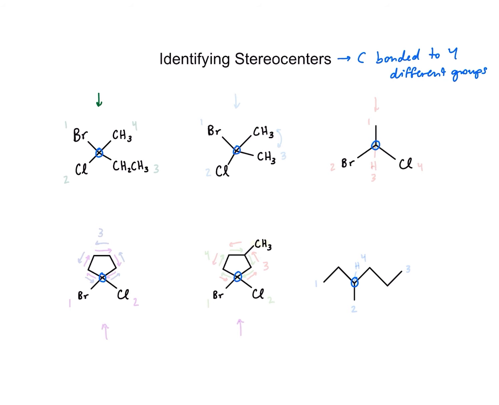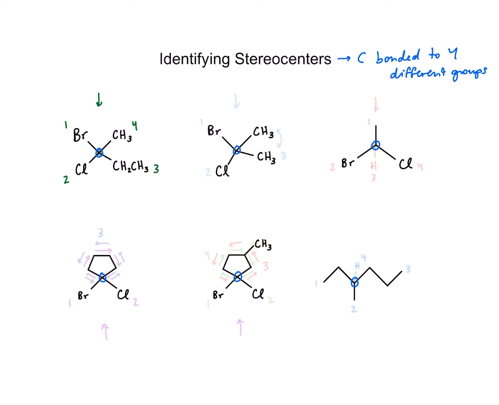So in the top left, this carbon is bonded to a bromine, a chlorine, an ethyl group, and a methyl group. So since we have 4 unique groups bonded to the central atom, we can say that yes, this is a stereocenter, so we'll highlight that in green.